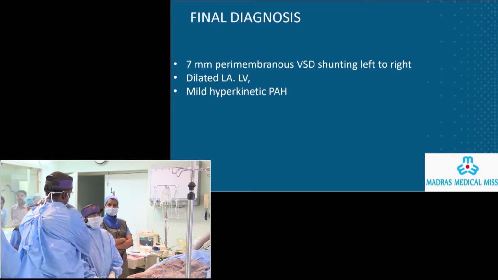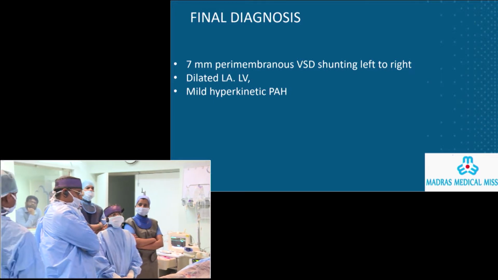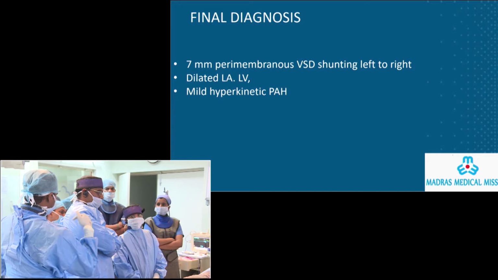Srija, what did you get as the pulmonary artery pressures and all? Pulmonary artery pressure was 35 millimeters of mercury systolic and a mean of 22.